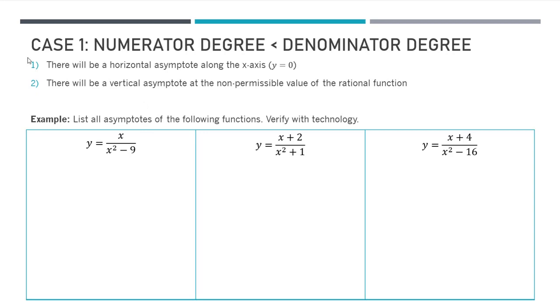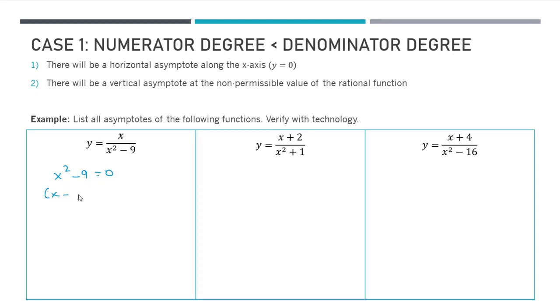So the question here is list all asymptotes of the following functions. And there's going to be a vertical asymptote at the non-permissible values, or NPVs. There also will be a horizontal asymptote at y equals 0 all the time. So basically all this question is asking us to do is find our NPVs, and that's where asymptotes will be. So it's going to be at x squared minus 9 equals 0.